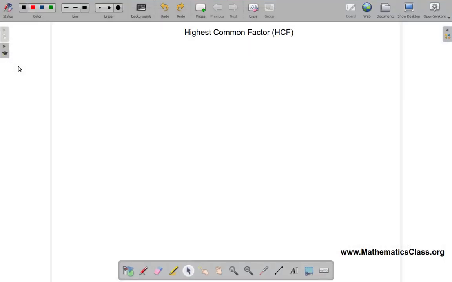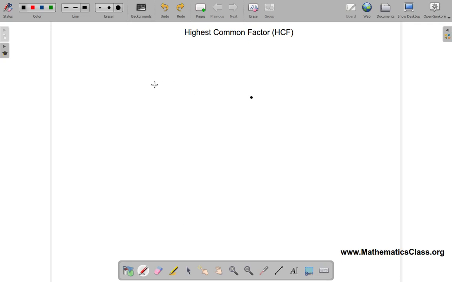Highest common factor, HCF. Let's look at what that is all about. You know, we had done factors before, and we know that a factor is some other number that can be divided into the number we're talking about without leaving a remainder. So a factor of a number is another number that can be divided into it without leaving a remainder. And of course, a number is also a factor of itself. All right?